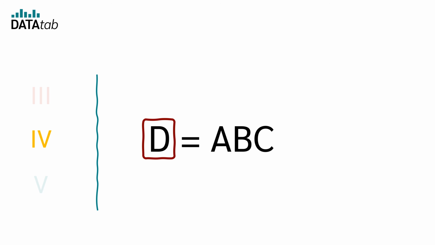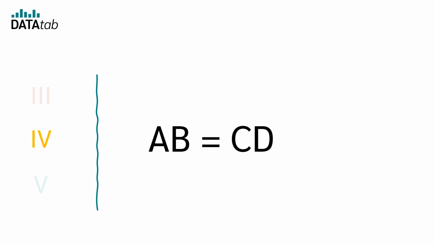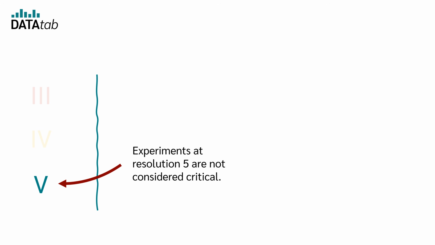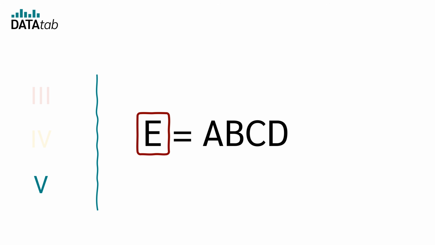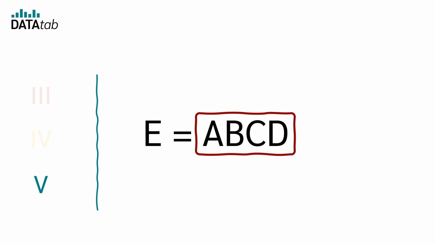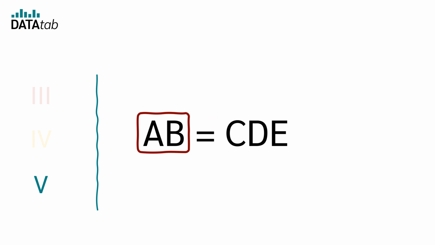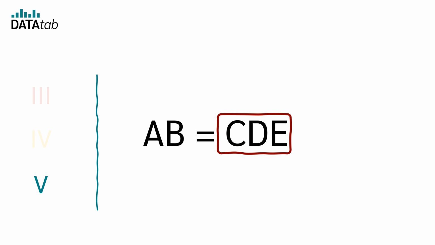Here, only the main effects are confounded with the interactions of the 3 factors. And the more factors are involved in an interaction, the smaller the effect is likely to be. Furthermore, in resolution 4, interactions with 2 factors are confounded with interactions with other 2 factors. Experiments at resolution 5 are not considered critical. Main effects are only confounded with interactions of 4 factors. In the same way, 2-factor interactions are only confounded with interactions of 3 factors.